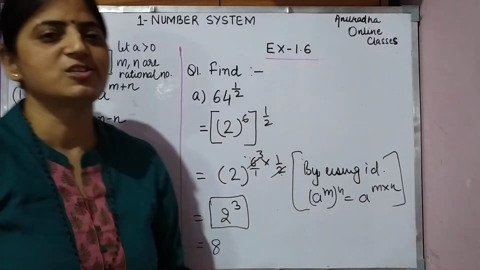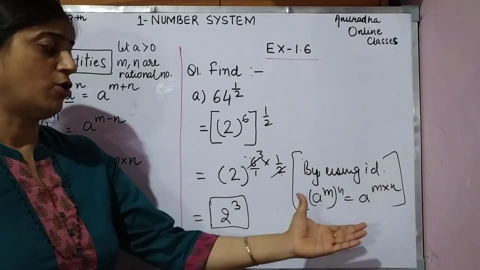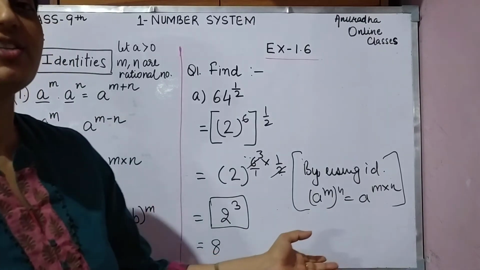So children, in this way you have to do the question. आपको देखना है कौन सी आइडेंटिटी लगेगी और वो आपको साइड में लिखना है. This is important to write. Okay, let's come to the second part.